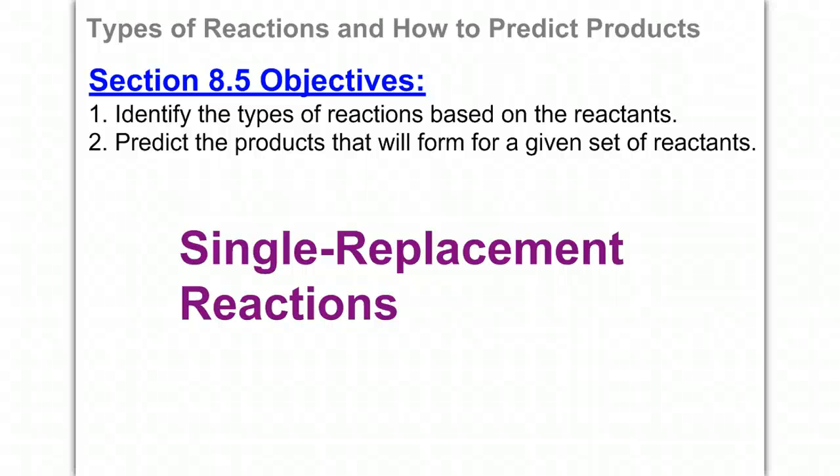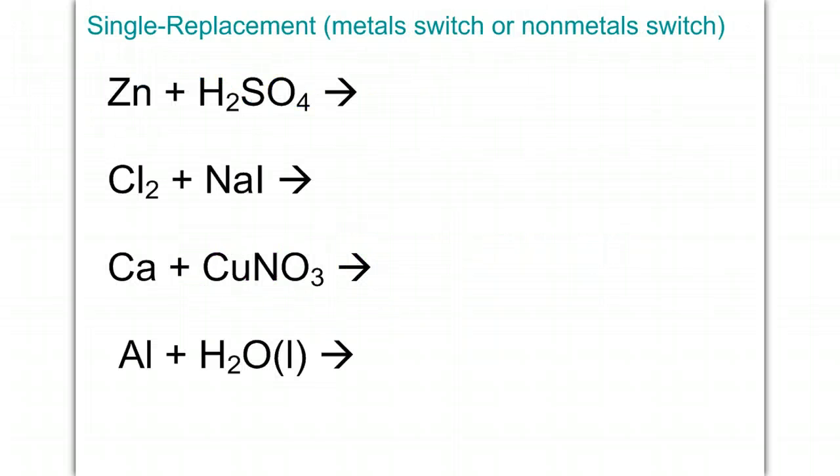Okay, section 8.5, single replacement reactions. The way to tell a single replacement reaction is you have a single element plus another compound. So you'll notice each of these examples has a single element and then it also has a compound. It may be ionic, it may be covalent. What we will need to realize is the metals will switch or the nonmetals will switch. So it will all depend on what the single element happens to be.